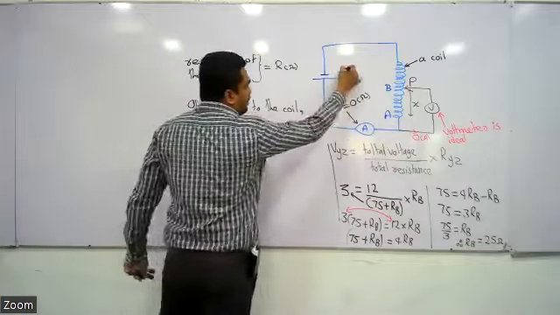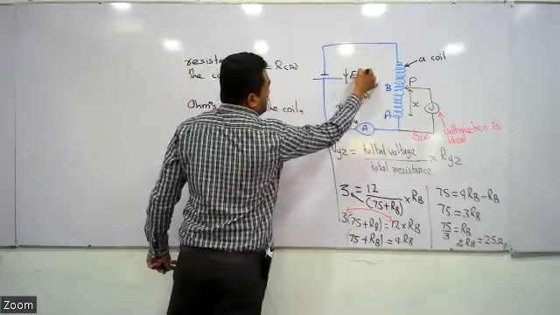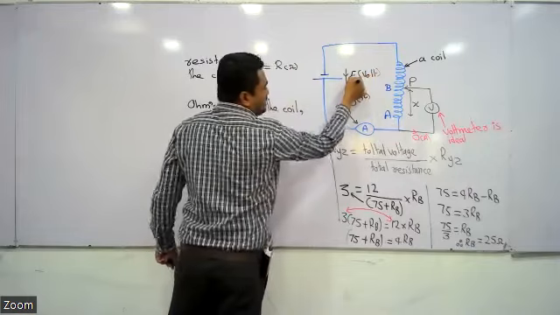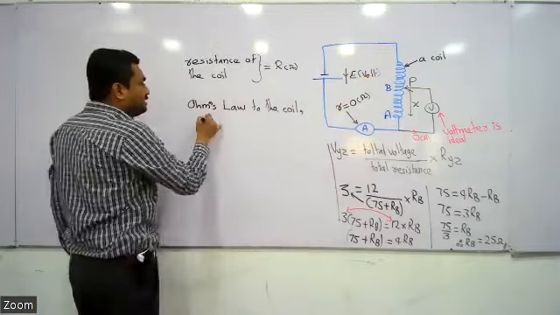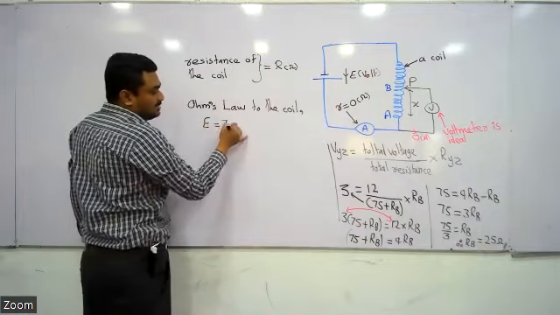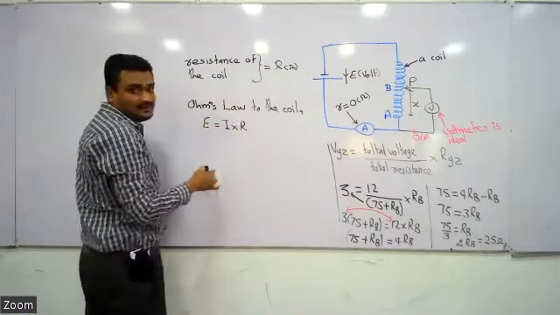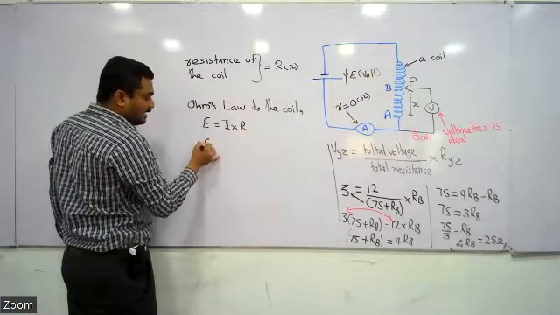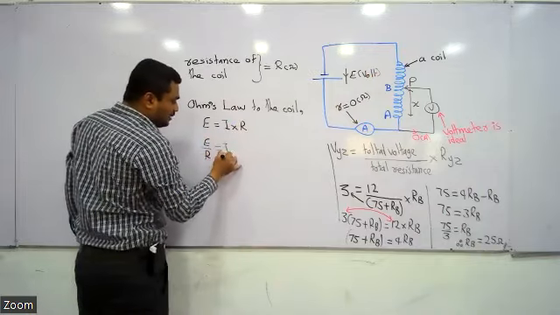So let me mark the battery voltage as E volt. It's not given, but I use the letter E. So E is the voltage across the coil. I is the current in the coil. Resistance is R. If I take R to this side, E over R equals I.